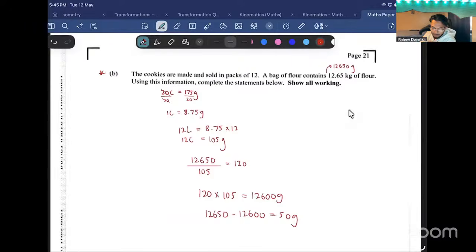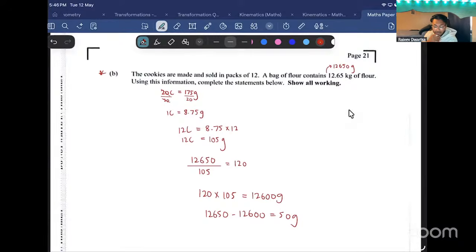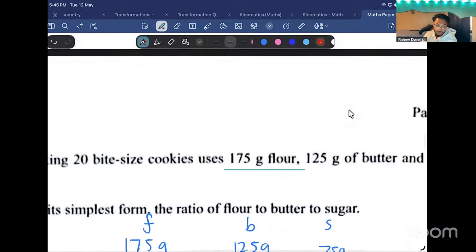They're telling you that they're selling cookies in packs of 12. If you don't have a set of 12, you can't sell the cookies. That's one of the logical implications you can make. Cookies are made and sold in packs of 12, so if a pack doesn't have 12 in it, can you sell it? No, you can't. They tell you that a bag contained 12.65 kg of flour, which is 12,650 grams. We had to convert it because the question gave us flour in grams.